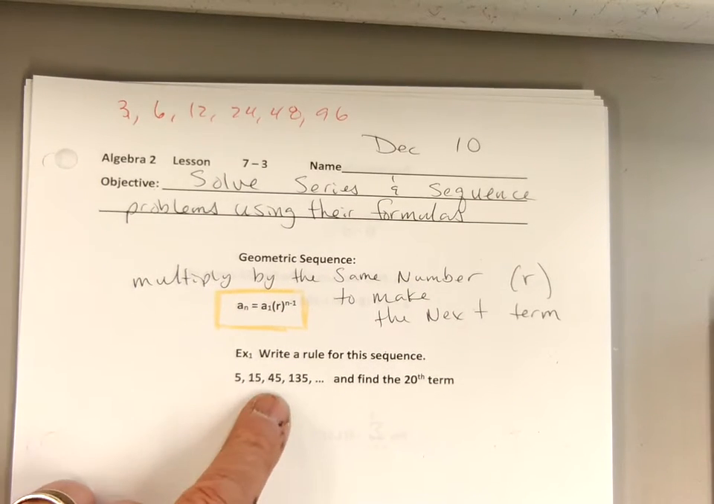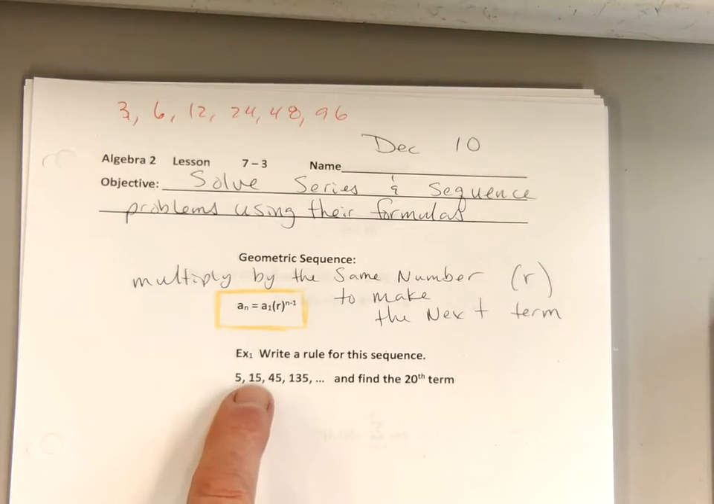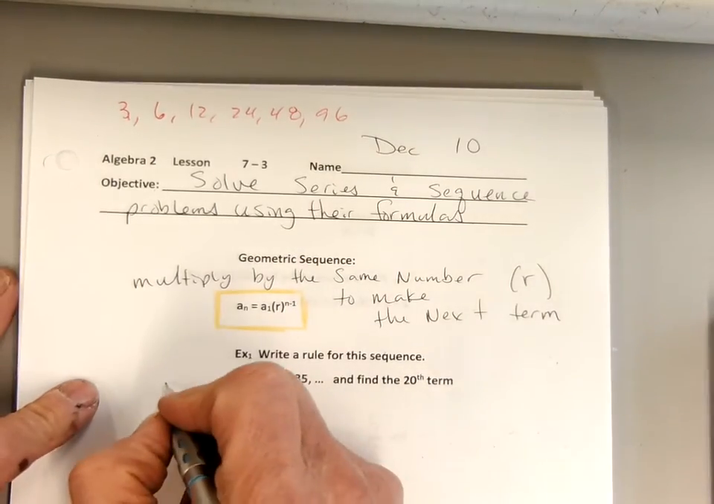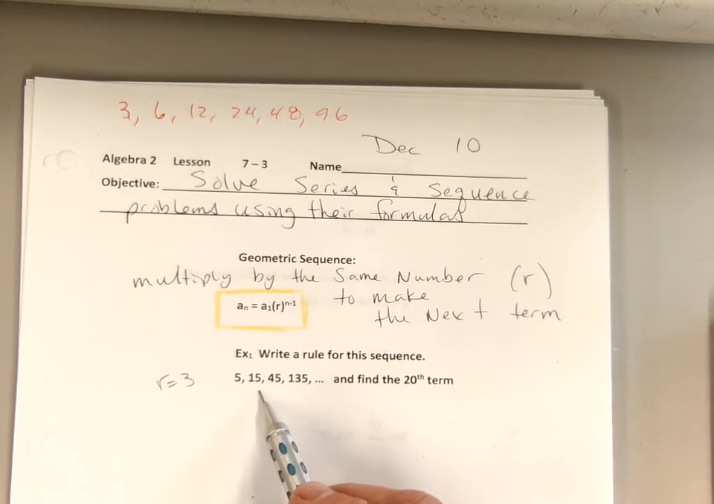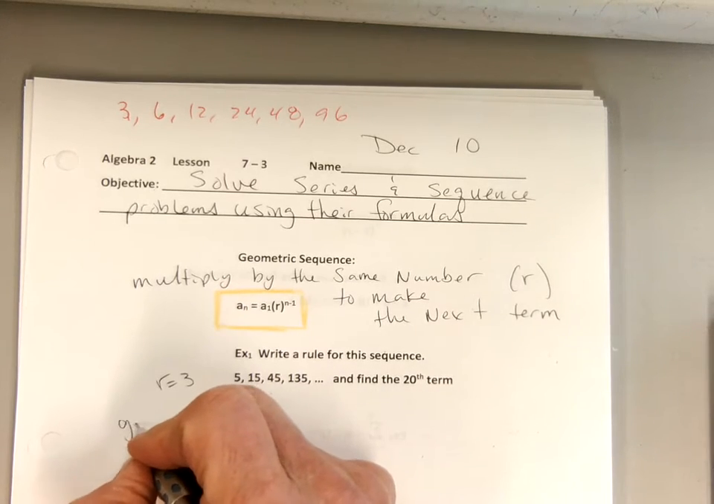So first of all, I like to ask myself this. Is it geometric? Question mark. Okay, yes, how come? You're totally right. Why, Victor? What do we times them by? 3. We times them by 3. So that means R is 3. Times by 3, times by 3, times by 3. So I know it's geometric. Good job, Victor.